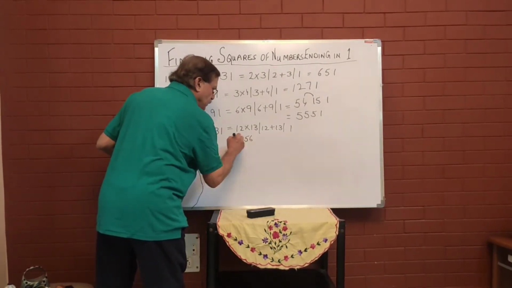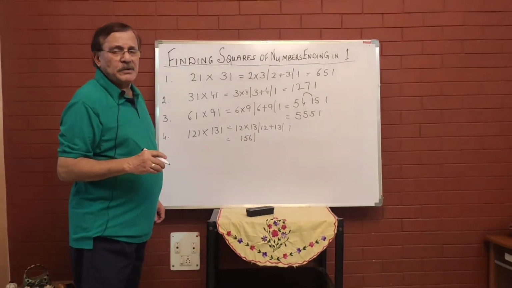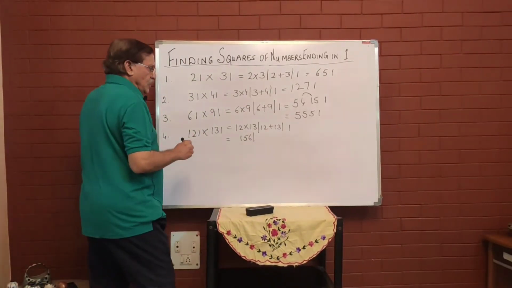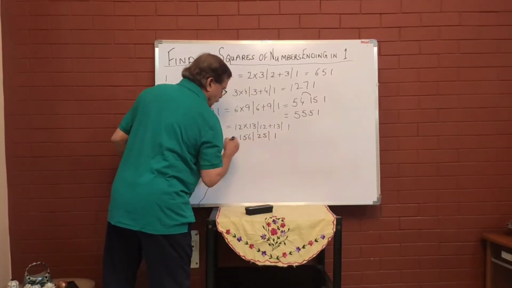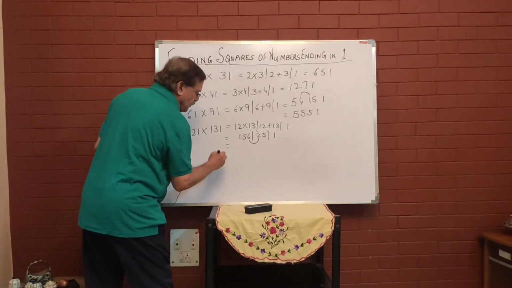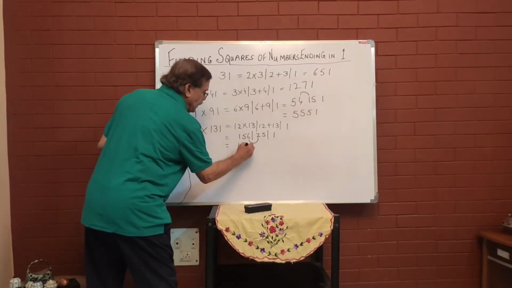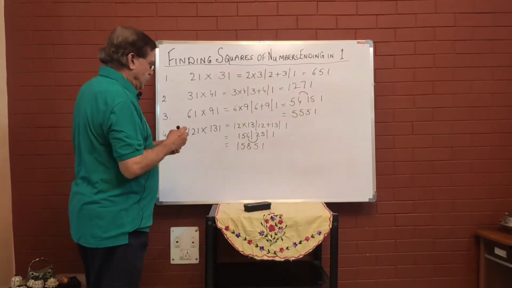You can multiply it by your calculator and see. And it's better if you take the calculator and do the calculations. 12 plus 13, 25 and 1. And now finally, if you add 2 to 156, you will get 158 and 51 is your final answer.